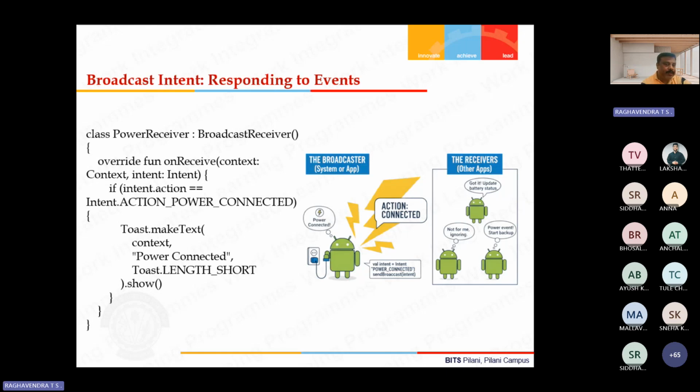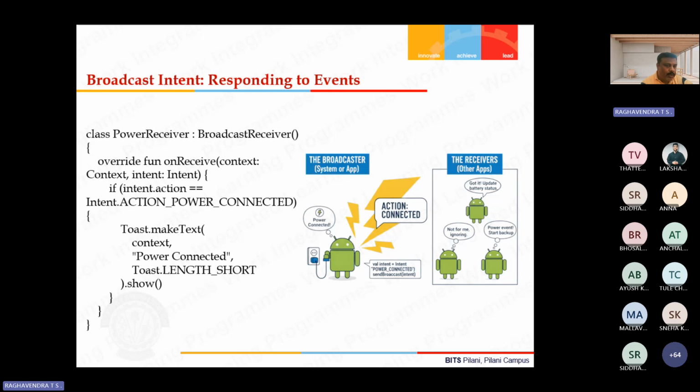So class PowerReceiver, extended by or imported from BroadcastReceiver, right? You'll override the function onReceive, with context as Context and intent as Intent. So if intent.action is equal to ACTION_POWER_CONNECTED, that means if the charging plug is connected, then just show a message. Toast is a message maker. So Toast.makeText with context, "Power connected".